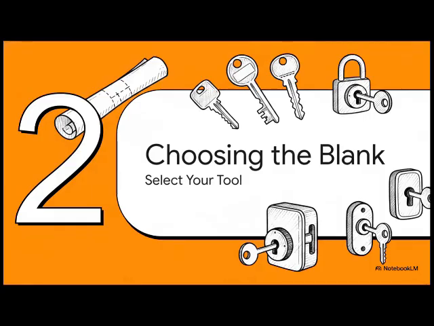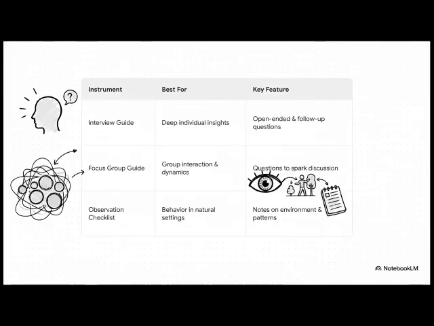All right, we've got our blueprint. Now it's time to choose our raw material, what we call the key blank. This just means picking the right type of data collection tool for the job. Because let's be honest, not every lock opens with the same kind of key. We've got 3 main options on the workbench here.